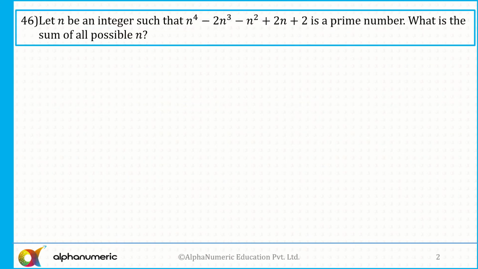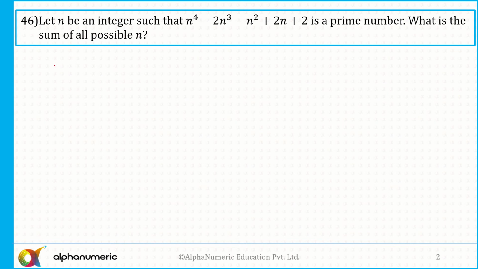Okay, now this is the first question which is in front of your screen. It says this algebraic expression is a prime number. Then what is the sum of all possible values of n here? Now let's say this is an integer.